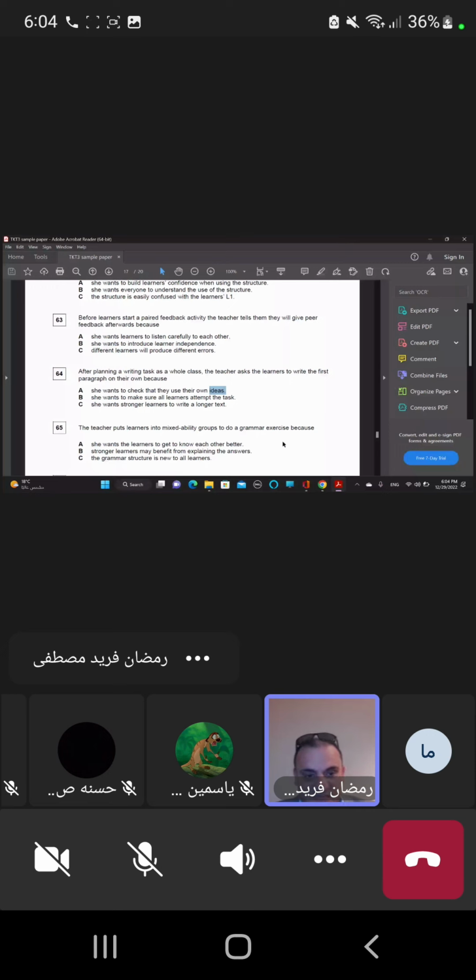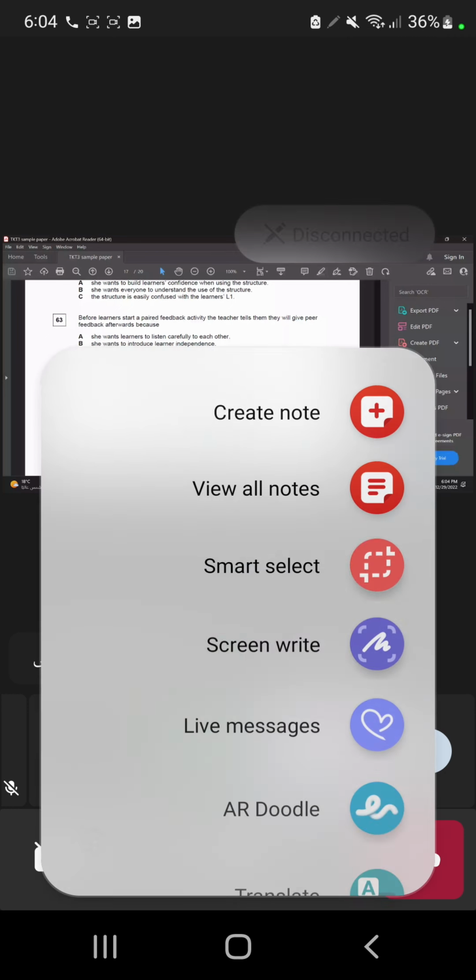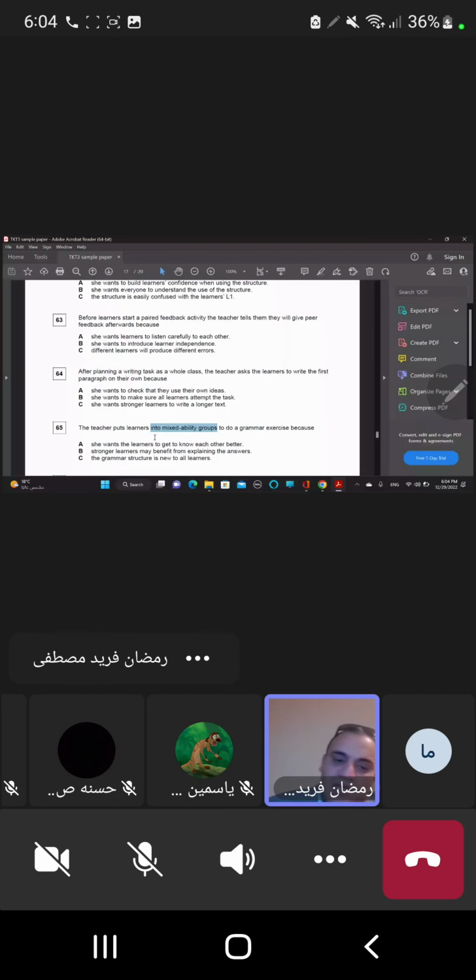Why would we put mixed ability here? We know mixed ability is used for certain purposes, maybe the stronger will help the weaker, or there are many purposes. She wants the learners to get to know each other. Okay, is that the reason? No. Why? Because it is not necessarily required to do mixed ability in this case.